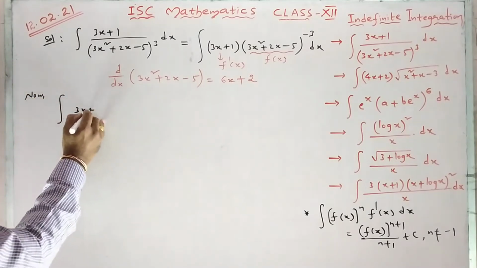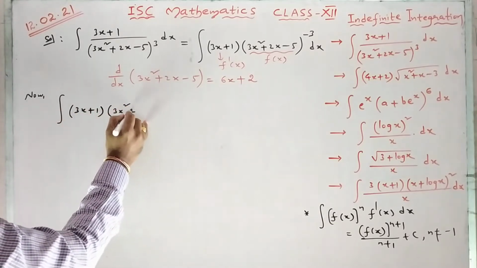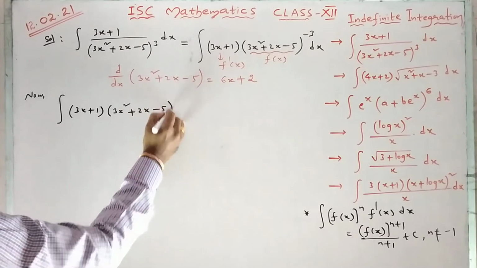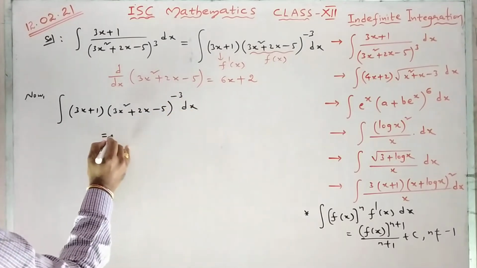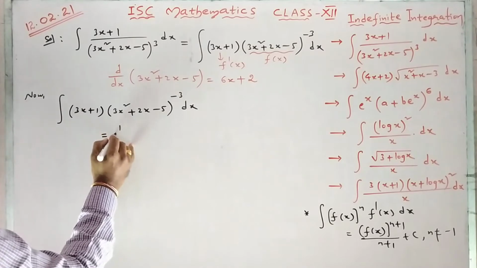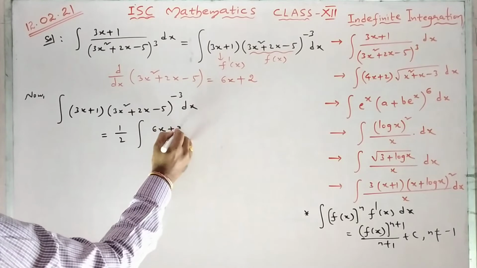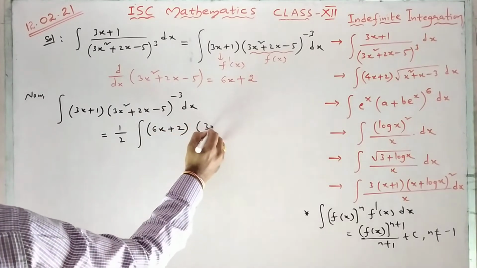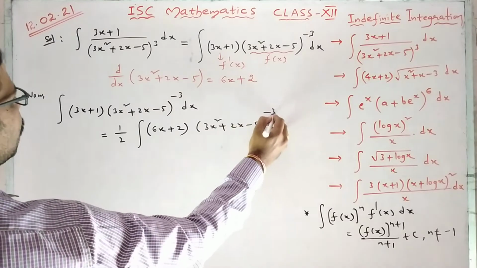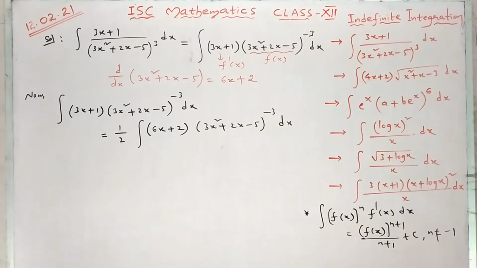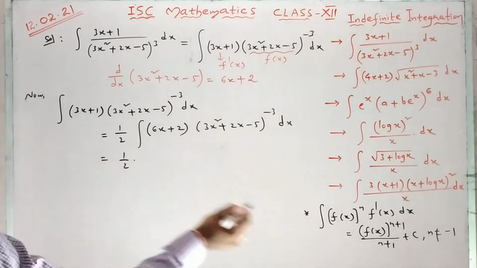Integral 3x plus 1 into (3x square plus 2x minus 5) whole to the power minus 3 dx equal to, I am multiplying and dividing with 2 here, then this will be 6x plus 2 into (3x square plus 2x minus 5) whole to the power minus 3 dx. Hope it is clear. Now it is clearly in the form of that formula.